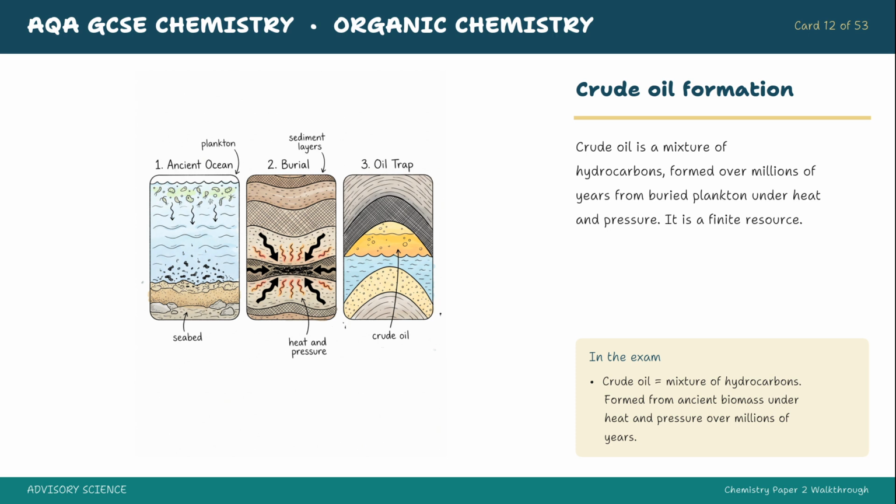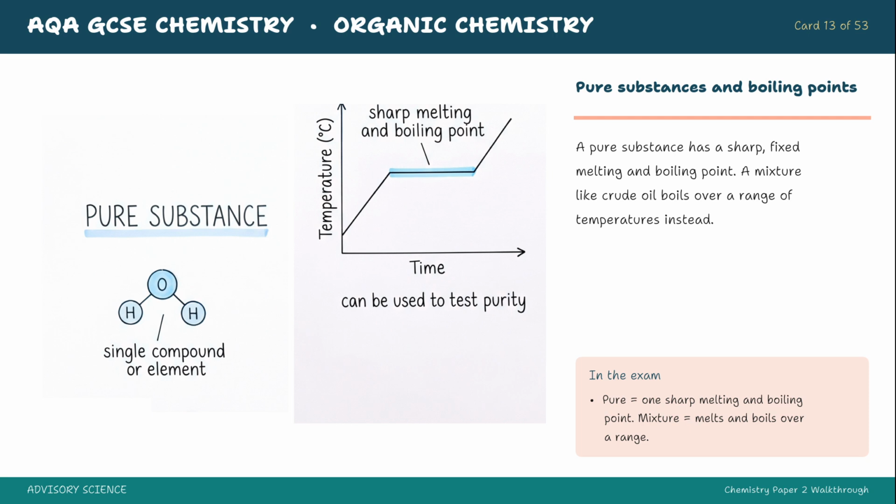carbon atoms only. Crude oil was formed millions of years ago from the remains of ancient biomass, mainly plankton, that settled at the bottom of oceans, where it was buried under mud and subjected to intense heat and pressure over millions of years. It's a finite resource, meaning it's being consumed much faster than it can actually form, and it will eventually run out.